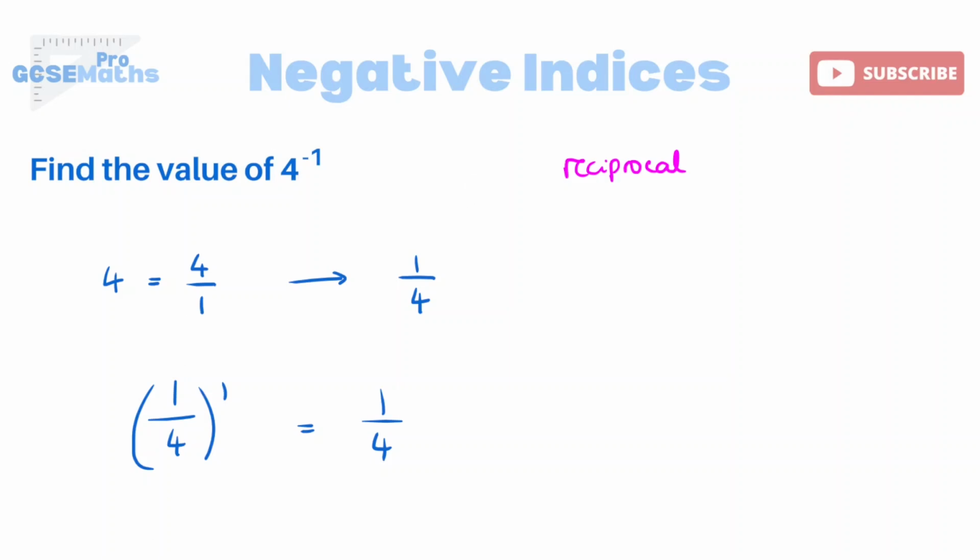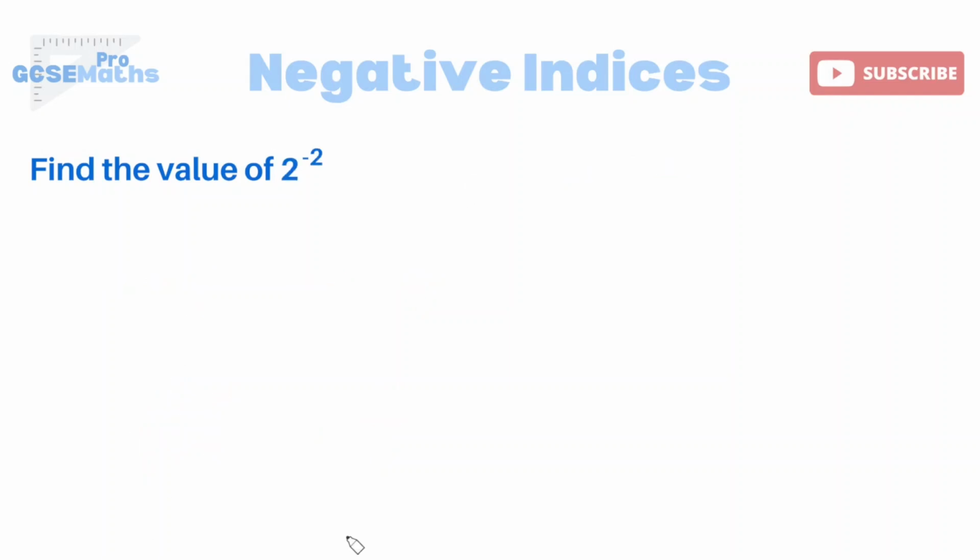So let's look at an actual example where I've got a different number. You can see here I've got find the value of 2 to the power of -2. I always deal with the negative bit first because I just feel like otherwise I probably will forget. You could just deal with the 2 first here if you want, but I'm going to do negative first. So first of all, the negative means reciprocal. So I'm going to flip the 2 upside down.